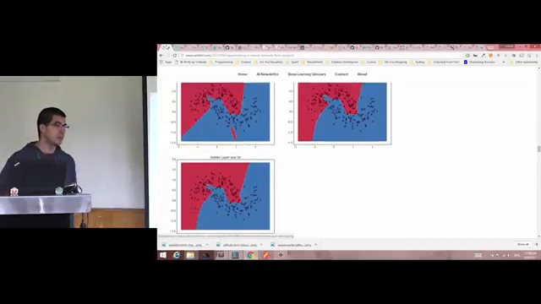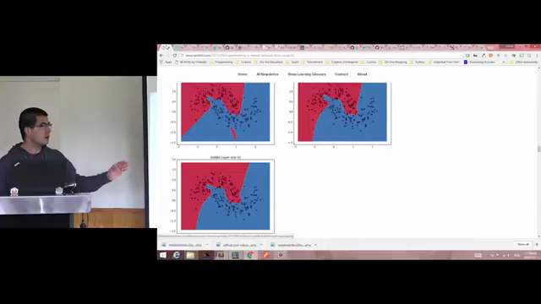Then there is, I didn't want to go over that, but you can overfit your data. So if you want to predict with your model, you have to be very careful that your model doesn't overfit your test data.